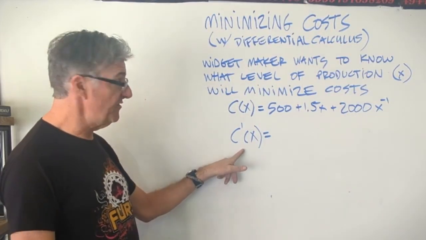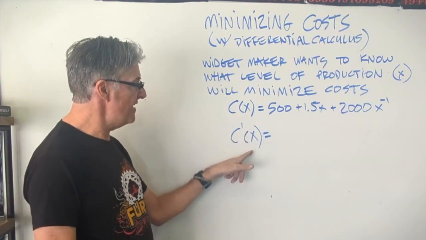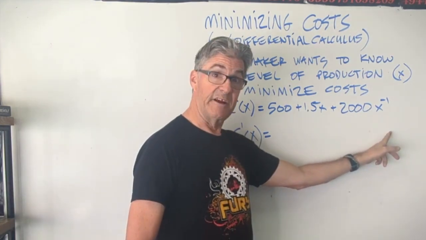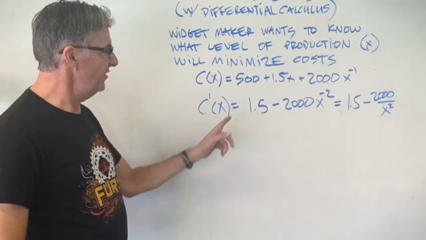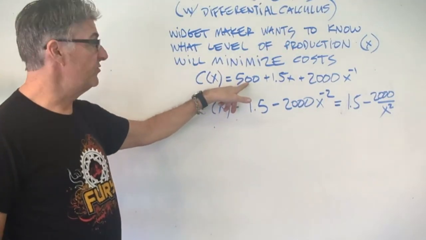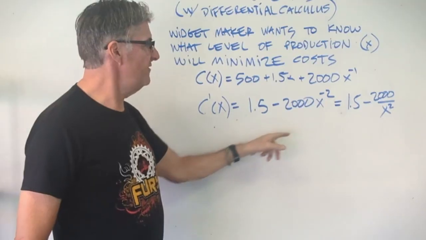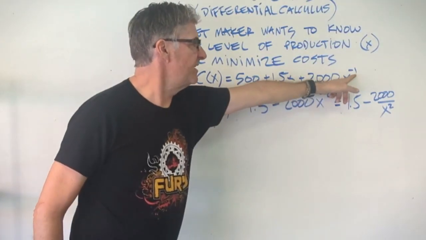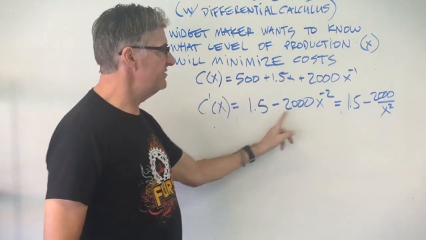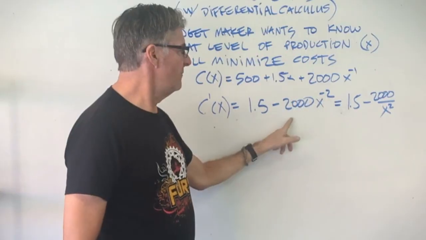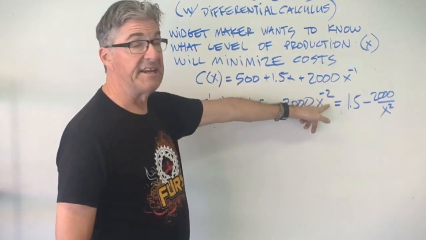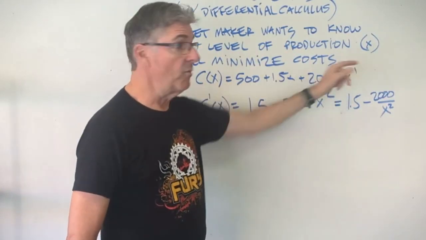Now I want you to pause the video and find the derivative of that function, and we're going to put that right there. Let's see how you did. So 500, constant term goes away. 150x, the derivative of that is just 150, and then 2,000x to the minus 1 is minus 2,000. I'm bringing my negative 1 down here, minus 2,000x to the minus 2 power. Decrease the power by 1.